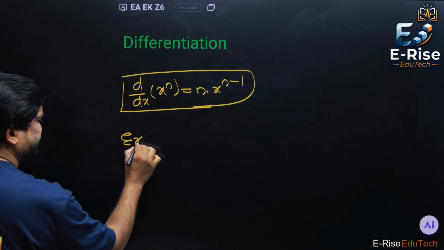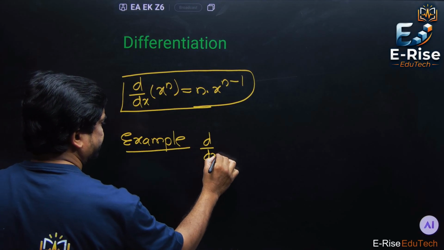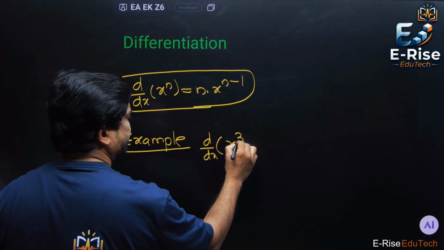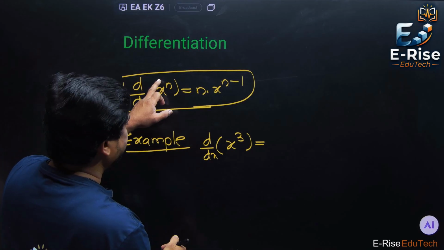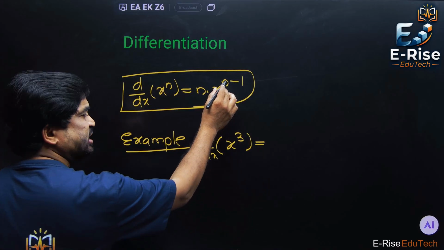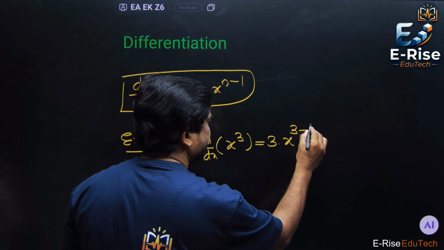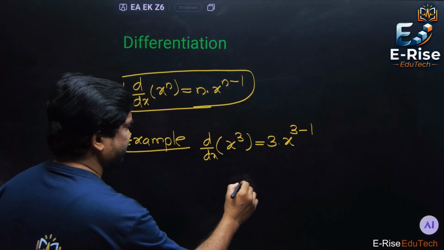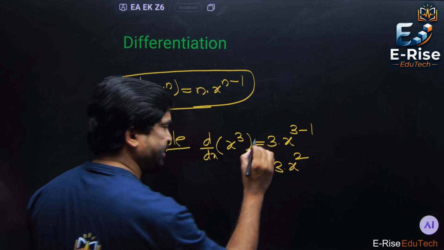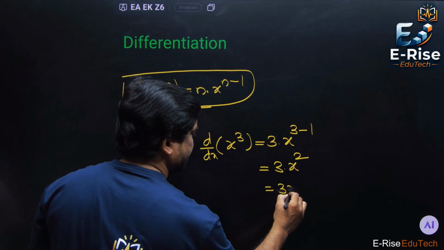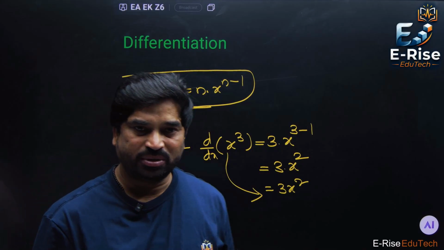For example, d by dx of x power 3. How to change it? Just compare with d by dx of x to the power n: here n is 3. So n into x power n minus 1 gives 3 into x power 3 minus 1. Simplify it: 3 minus 1 is 2 only. So 3x square is the answer. So x cube is converted to 3x power 2.